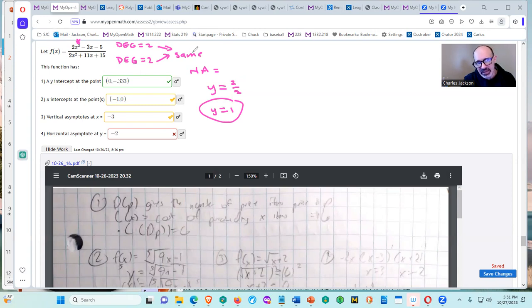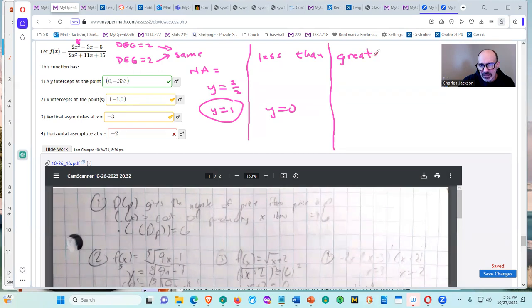Same, less than, or greater than. If it's a less than, then the answer to the horizontal asymptote question is y equals 0. And if it's a greater than, then the answer to the horizontal asymptote question is there is no horizontal asymptote.